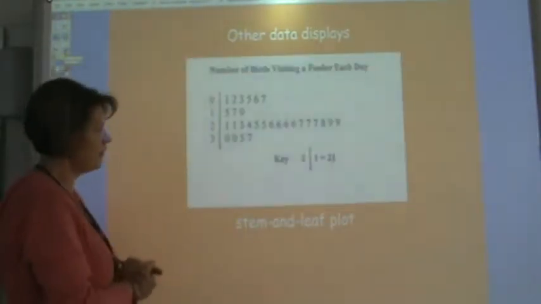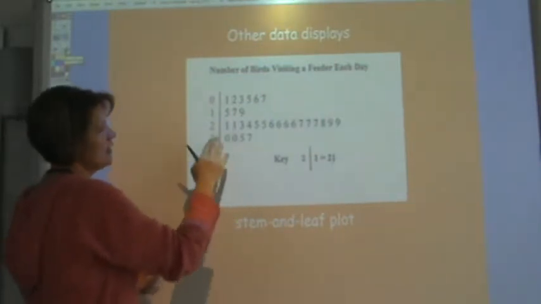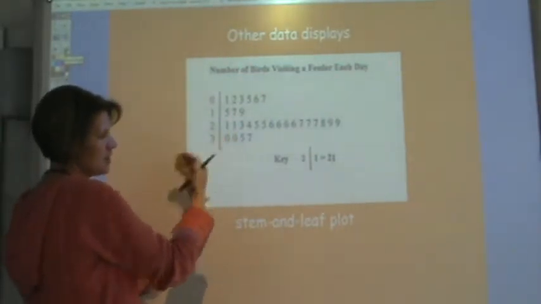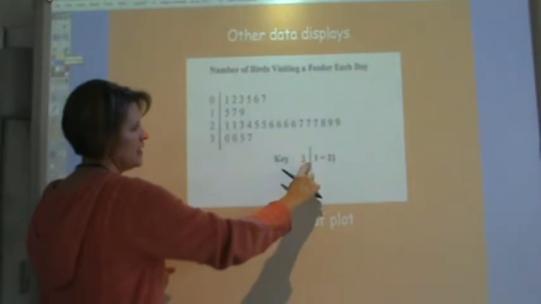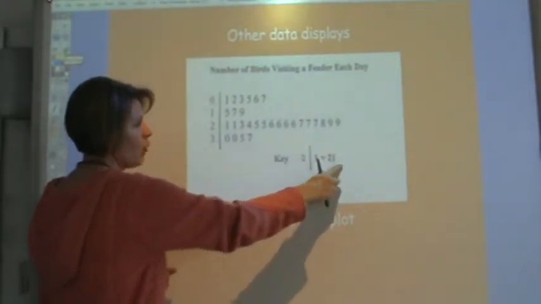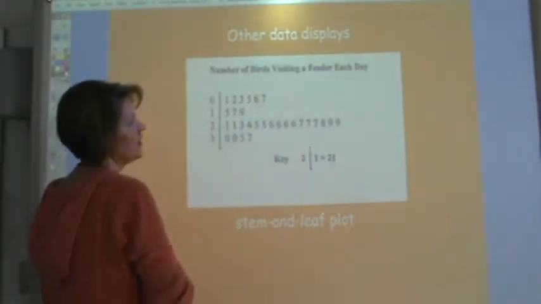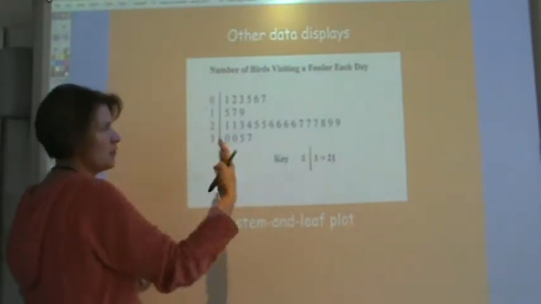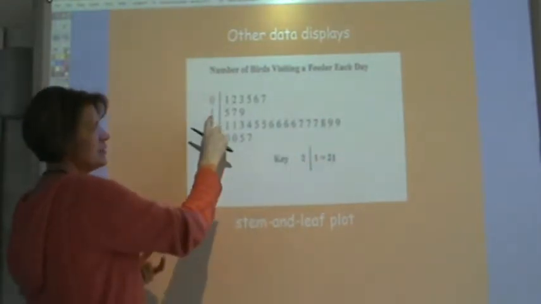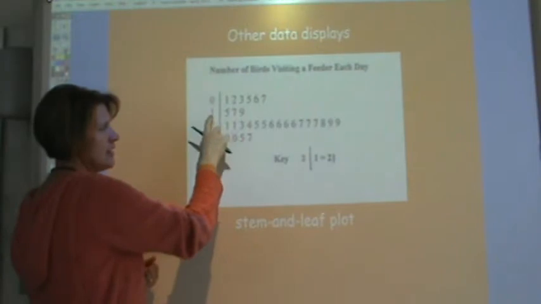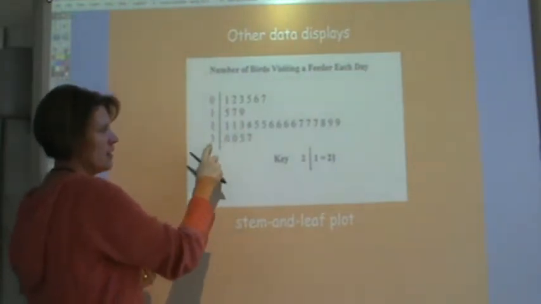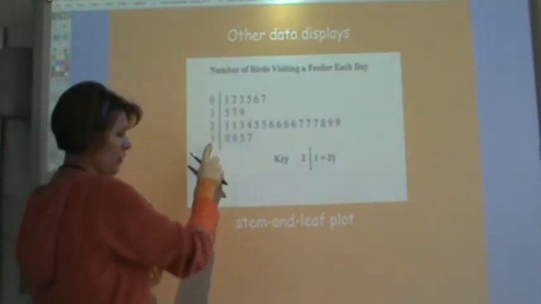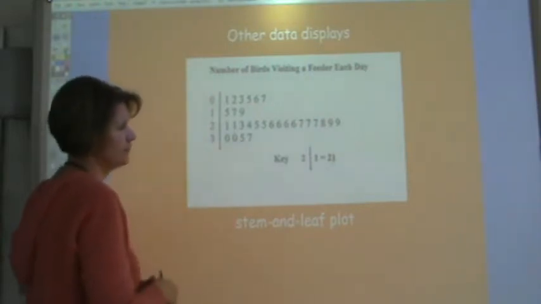This is a stem and leaf plot. Usually it's tens and ones. That's what this one in particular is. We have a key that says 2 vertical line 1 means 21. So number of birds visiting the feeder, so 21 birds would have visited the feeder that day. So this means 15, 17, 19. This means 30, 30, 35, and then 37.